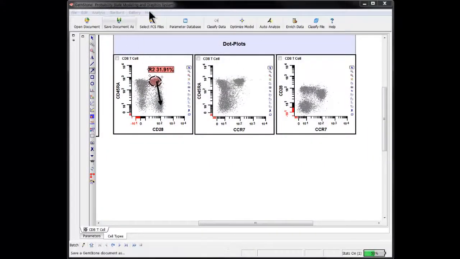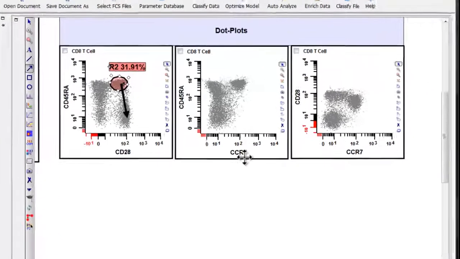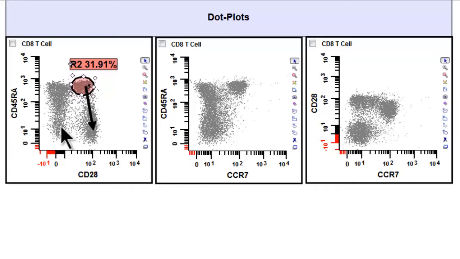All right, here we have the program GemStone, which is a Probability State Modeling and Graphics Package. In the program we have 3 dot plots, or sometimes called scatter plots, which are showing all the permutations of CD45RA, CD28, and CCR7. Each dot in these dot plots represents a CD8 T cell in a specific stage of antigen-dependent progression.